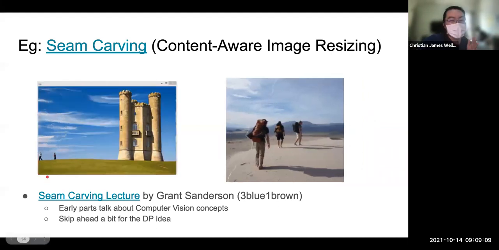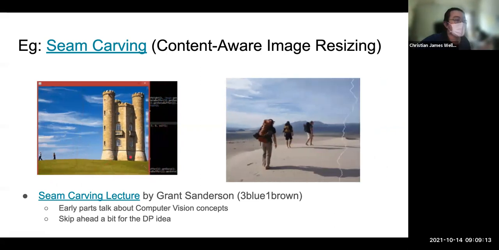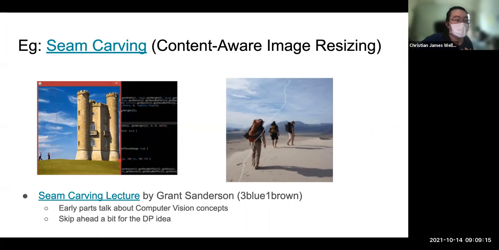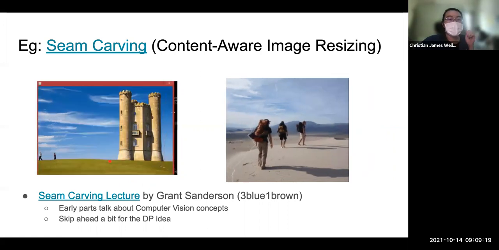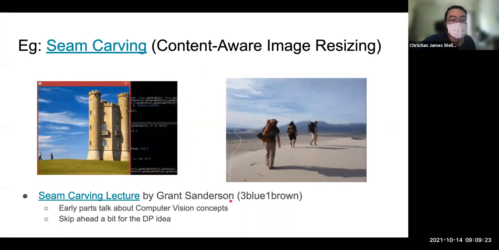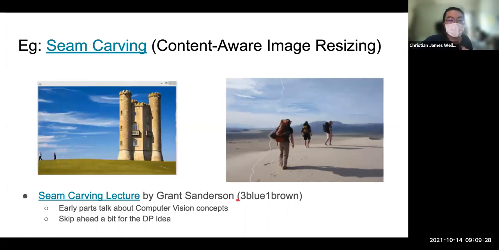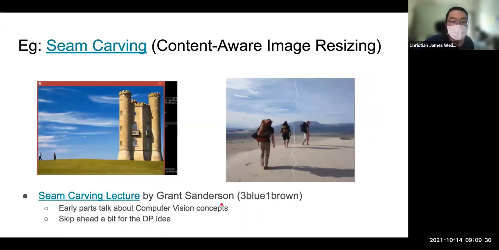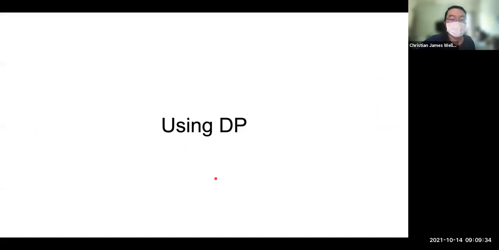Okay, so if you're interested in what seam carving is, I thought this was pretty cool. If some of you took CS4230 computer vision, you might have seen this. It's just briefly mentioned by the prof usually. But if you're interested to know a bit more, I've linked a lecture here by 3Blue1Brown. I think he's a pretty famous YouTuber. Okay, so this is that. This is just another trivia.